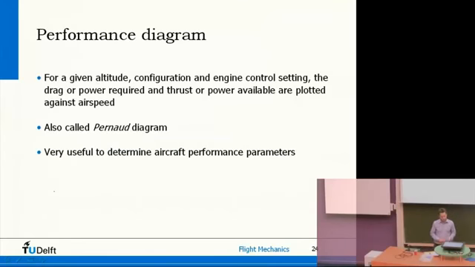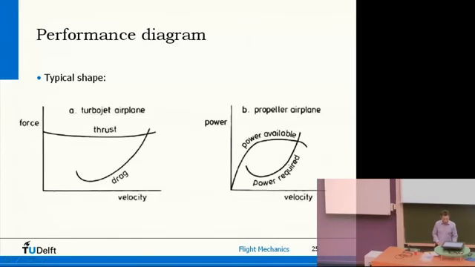And the performance diagram, you also see it sometimes, it's called a Pernod diagram, but all it means is if you just take a certain aircraft with a certain altitude, a certain engine setting, certain aircraft weight, and then we're going to plot thrust and drag in one diagram. And that looks more or less like this.